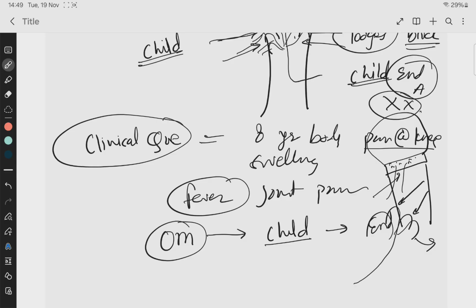So we have covered one clinical short note and then blood supply of long bone. This whole topic is very important from your exam point of view.